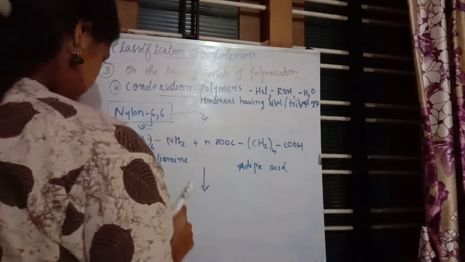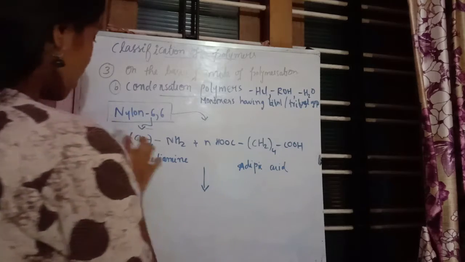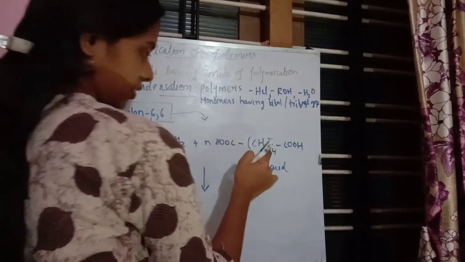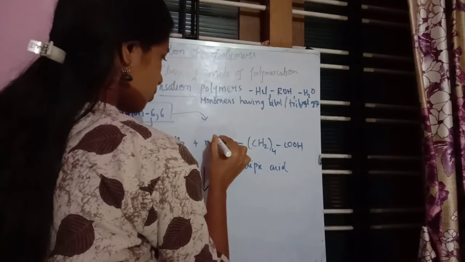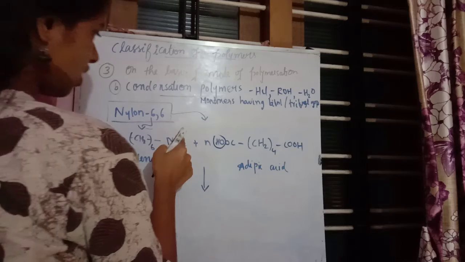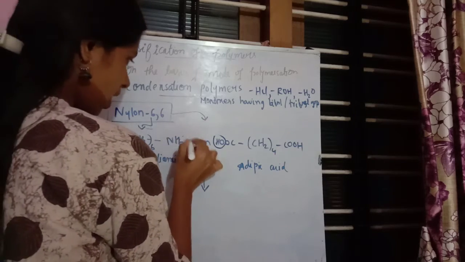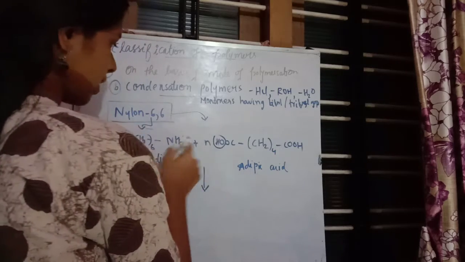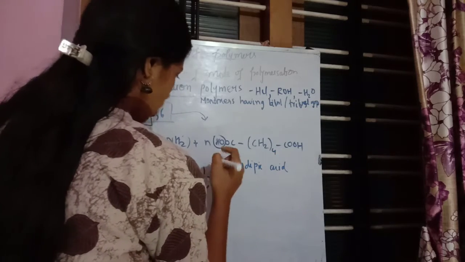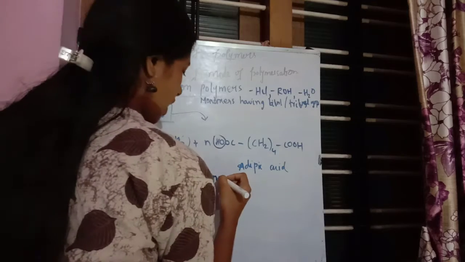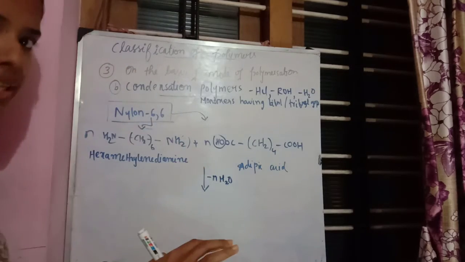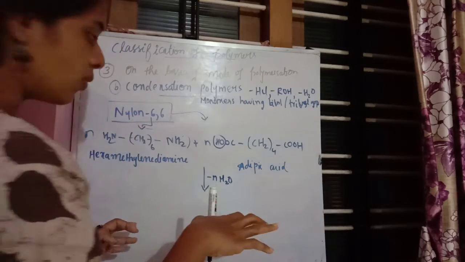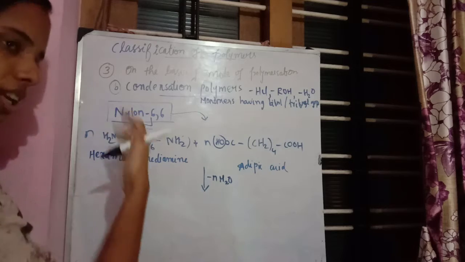The product formed is, what you have to do is, from each NH2 you have to remove a hydrogen, and from each COOH you have to remove the OH. So OH and H are removed, right? So n number of water molecules will be eliminated. That is why we call it condensation. Here water is eliminated. So here I removed an H.